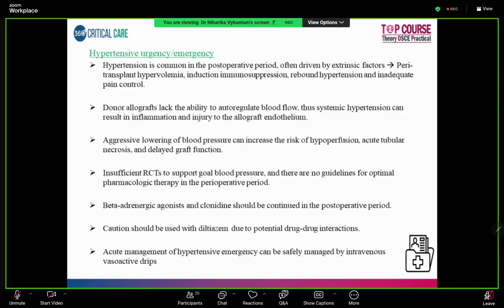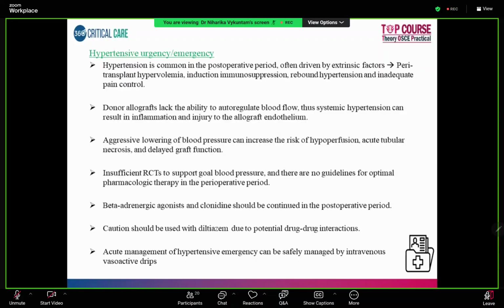There are no fixed guidelines to tell you the BP that you need to maintain in the post-operative period. But there are some hospital protocols, in which the systolic BP should be between 140 to 160. That would be an ideal one. There are insufficient RCTs to support a goal blood pressure, and also there are no guidelines for optimal pharmacological therapy in the perioperative period, that you have to give this drug only to reduce the BP. So that is not given anywhere.